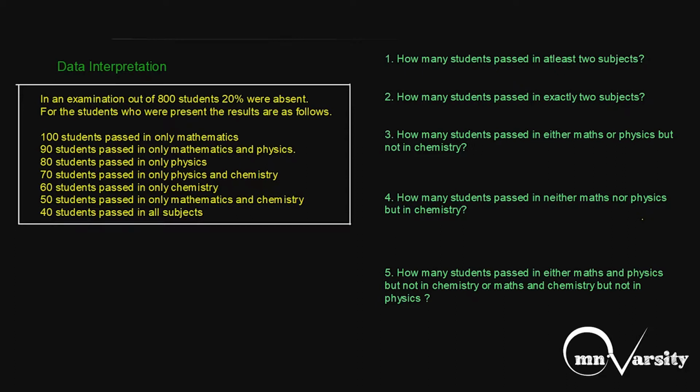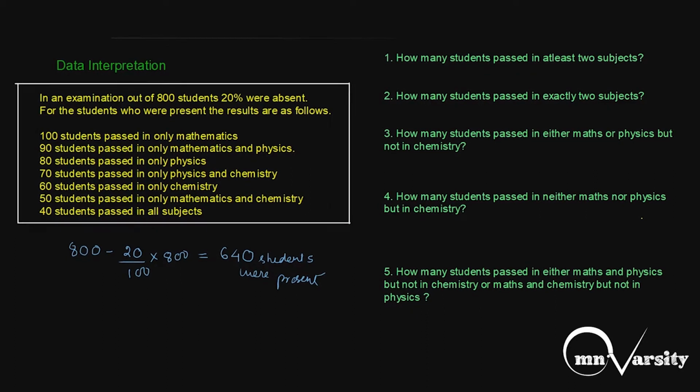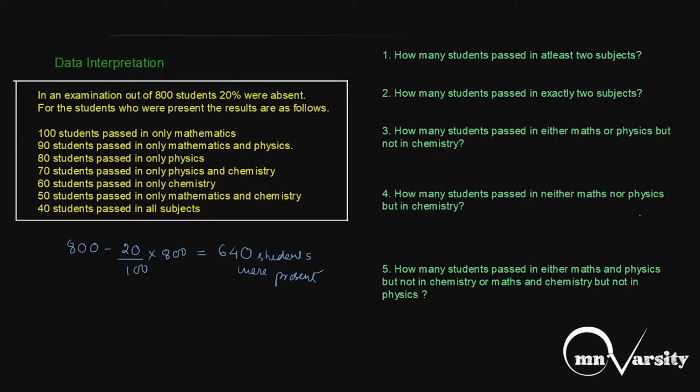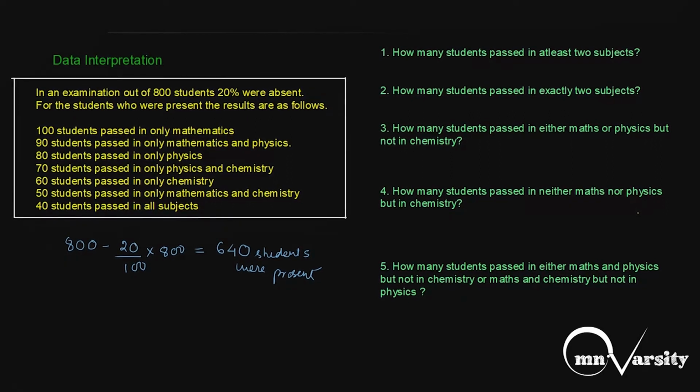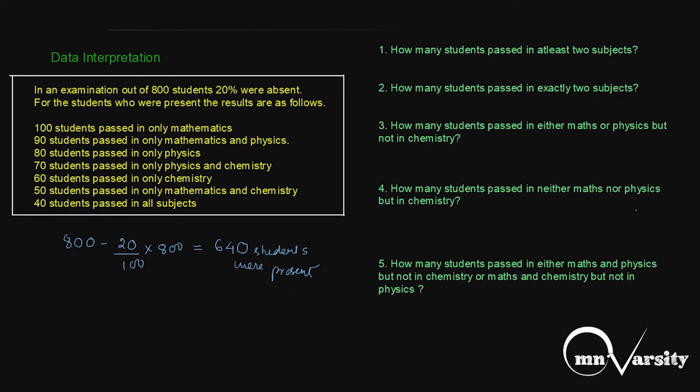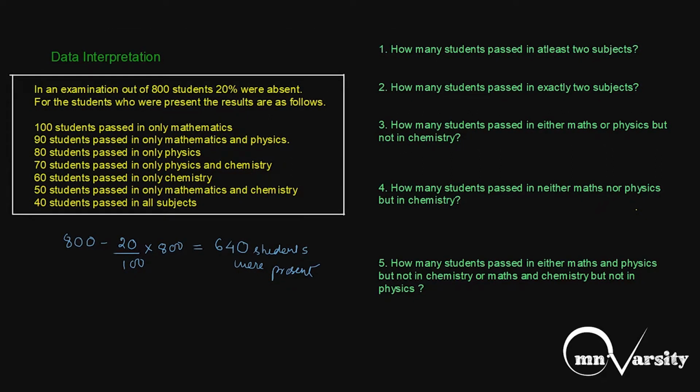Let's find out how many students were present that day. If out of 800 students, 20% of them were absent, it shows that 640 students were present. So we are going to calculate everything on the basis of 640 students who were present. The first question is, how many students passed in at least 2 subjects?